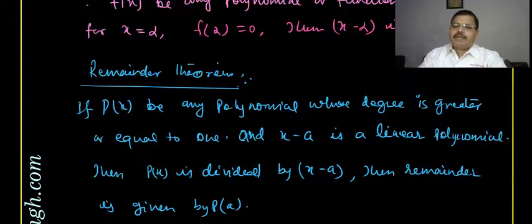Similarly, this is the application of this. If a is a zero of the polynomial, then p(a) must be equal to 0. In that case, the remainder will be 0. So p(a) will give the remainder, and that we will use.